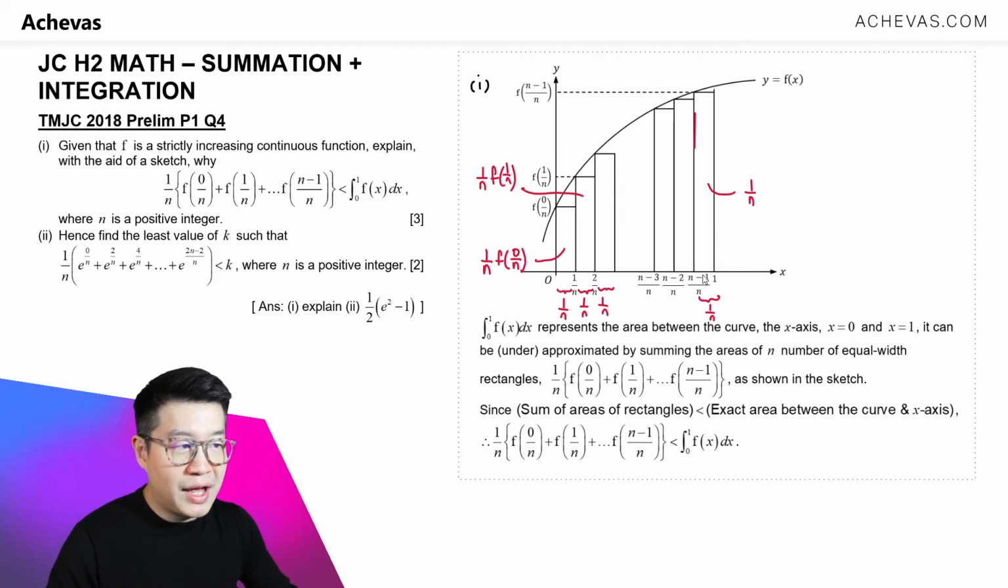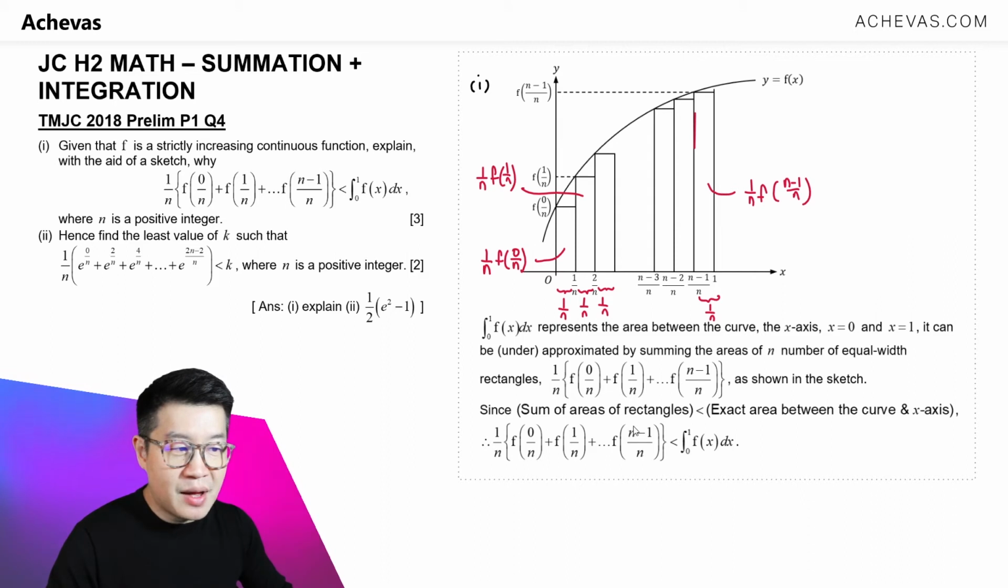So I'm going to substitute x as (n minus 1) over n. So it will be f((n minus 1) over n). And we see that happening here also: 1 over n multiplied by f((n minus 1) over n). So this is the way that I can discuss the meaning of what this left-hand side is representing.